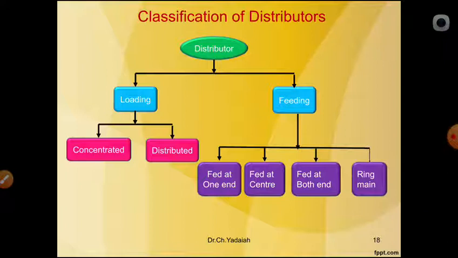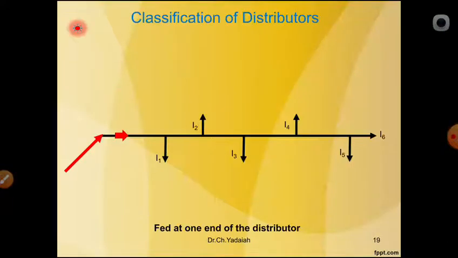Now let us see what we mean by the distributor fed at one end. You can see the same figure. Here you can observe the red line that indicates we are giving the electrical supply, that is 400 volts, to the line, where I1, I2, I3, I4, I5, I6 are connected to the consumers. There is one consumer having the load I1, another consumer having the load I2, another I3. Similarly, there are different service lines.